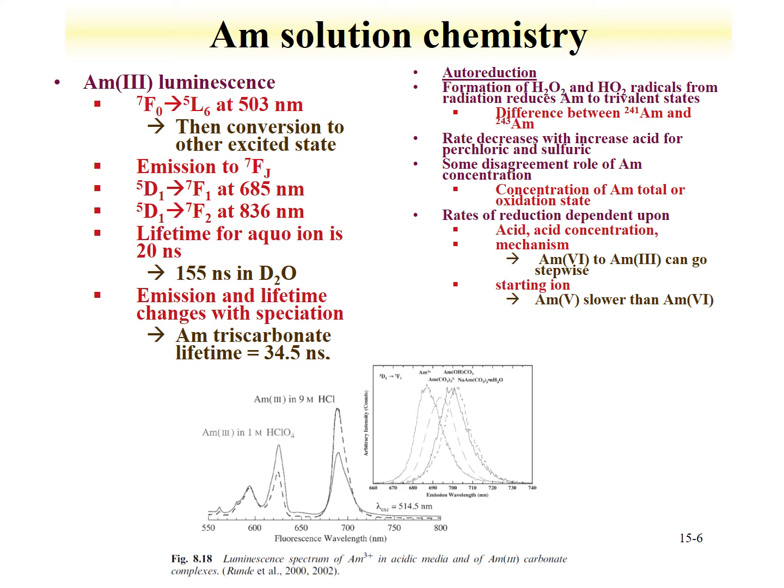What is noticed about this is that the rate decreases with increased acid for the perchloric and the sulfuric systems. There's also some disagreement in the literature on the role of the americium concentration in the autoreduction. What is known is that the reduction rates depend upon the type of acid and the acid concentration, and there are some stepwise mechanisms where it goes from the 6 to the 5 to the 4 to the 3. It also seems that the reduction from the 5 is slower than reduction that starts at the 6.